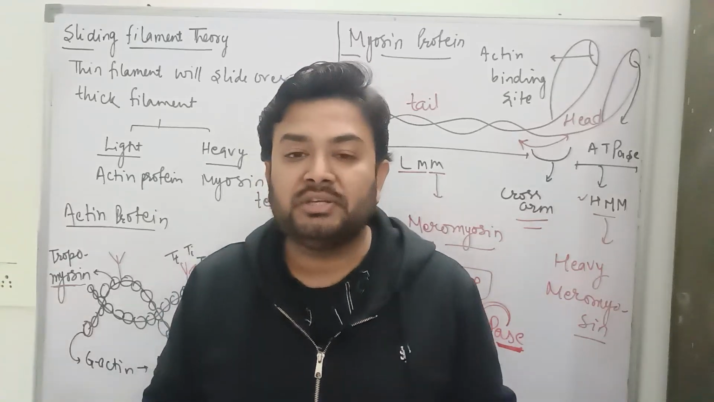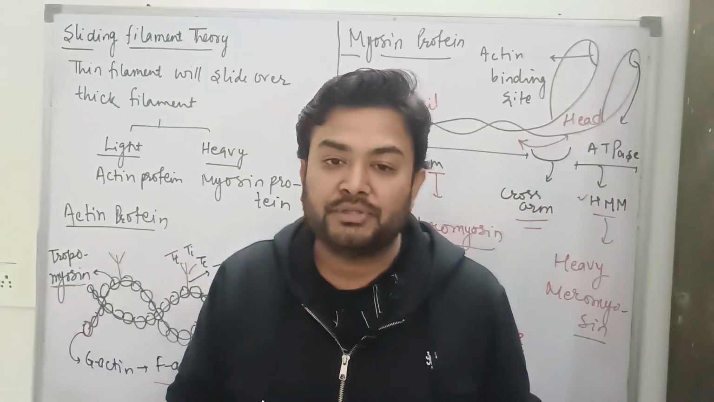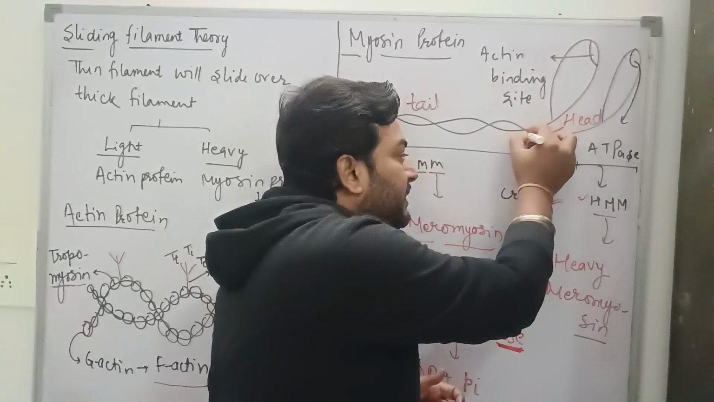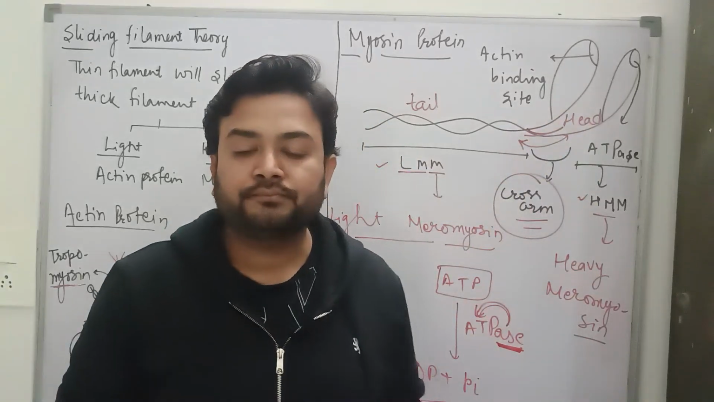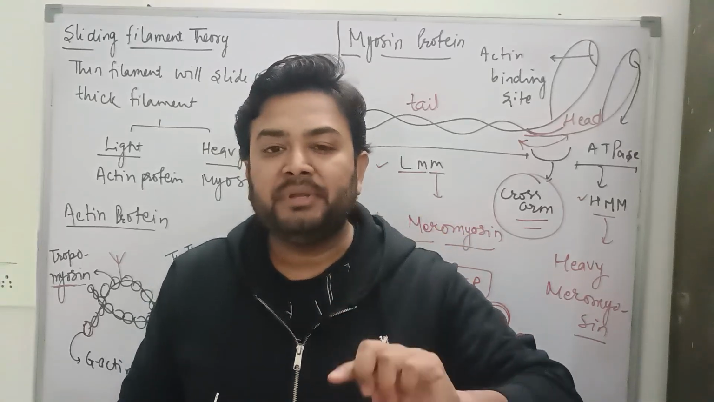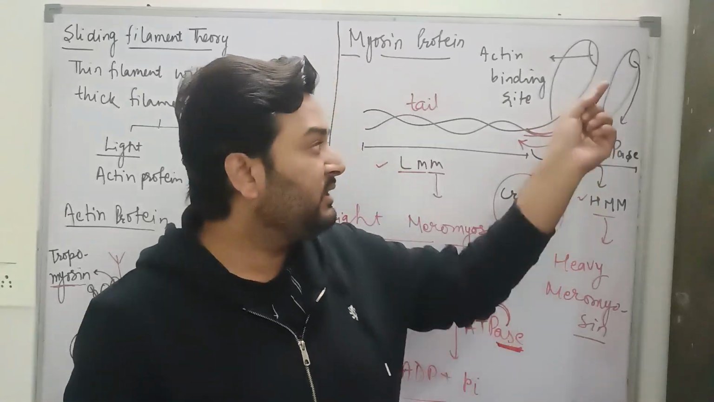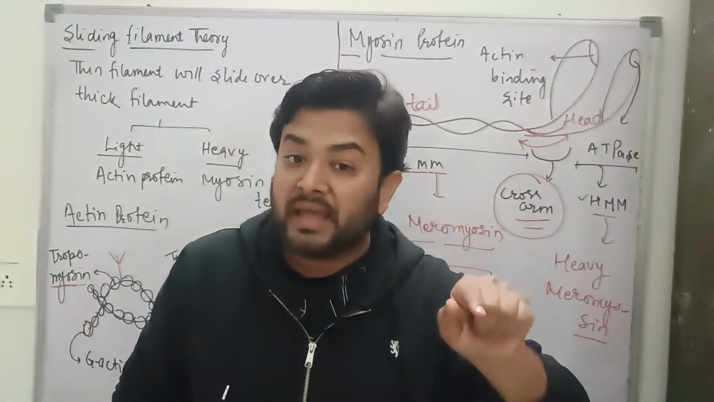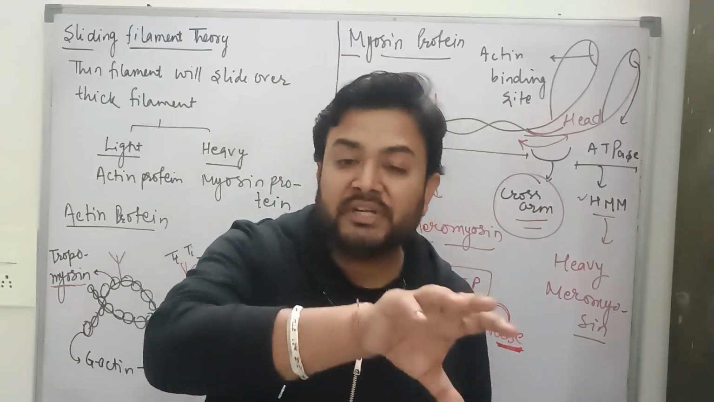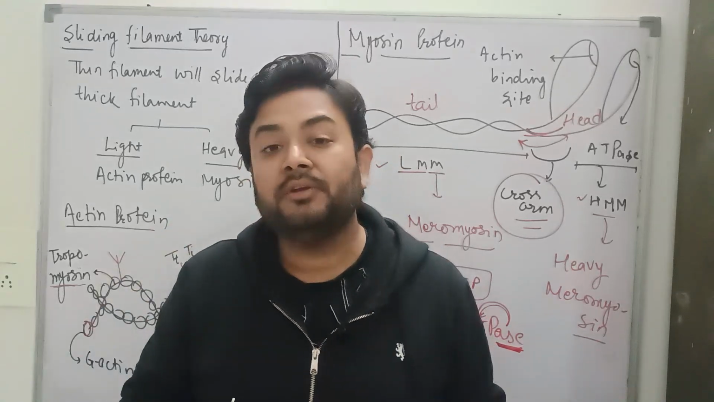Another protein is myosin, which again consists of two parts: LMM, light meromyosin, and HMM, heavy meromyosin, and the curve between them is known as the cross arm. The head part consists of the actin binding site, meaning the part of myosin which is going to attach with actin, and another part which will act like an ATPase, meaning its substrate will be ATP and it will convert it into ADP and inorganic phosphate.